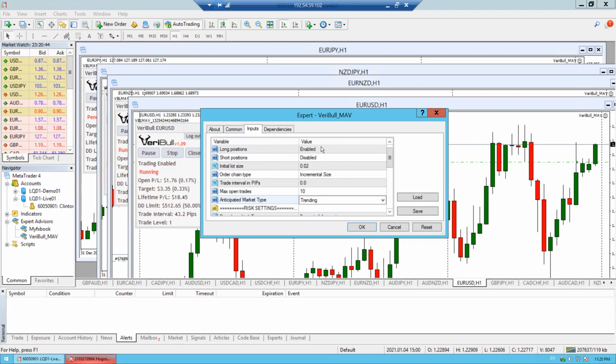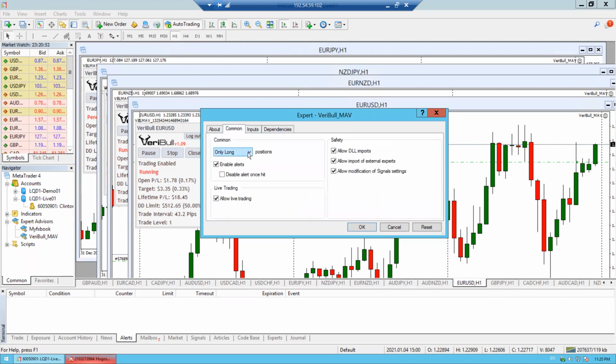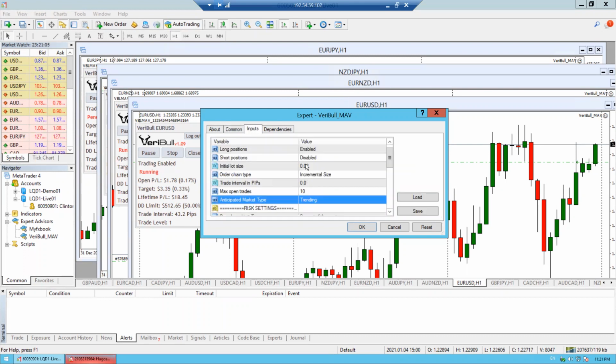Now, this is something that's unique to Veribull. When it comes to Alexander, the only way you can change what it's trading is by going here and changing the direction of the trade here. But for Veribull, you have 2 spots where you dictate the direction that it trades. One is in common and one in inputs with the positional settings.